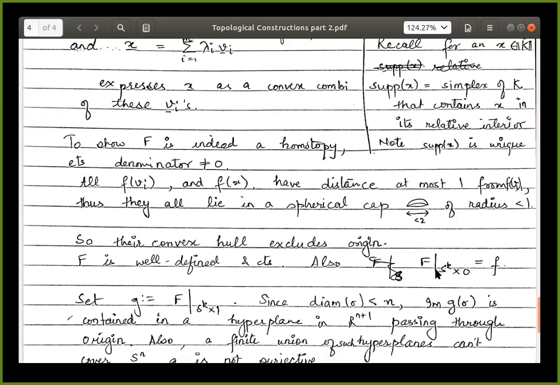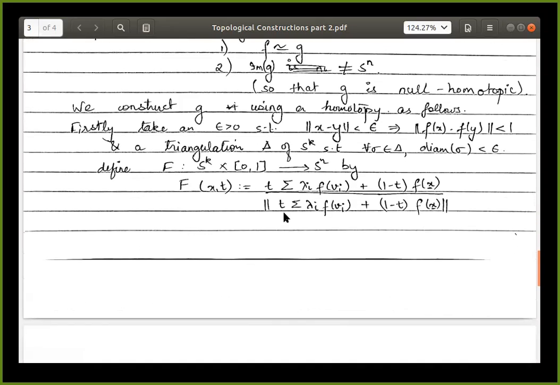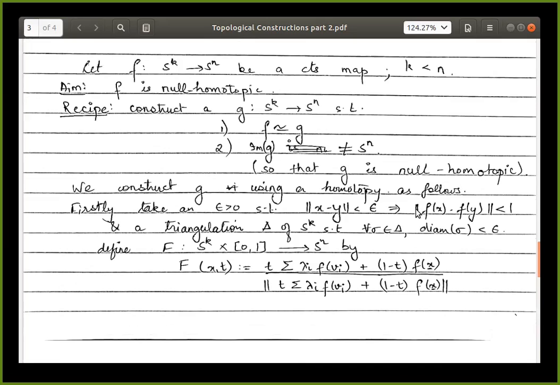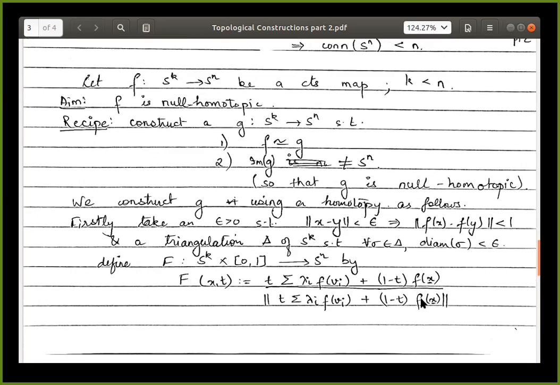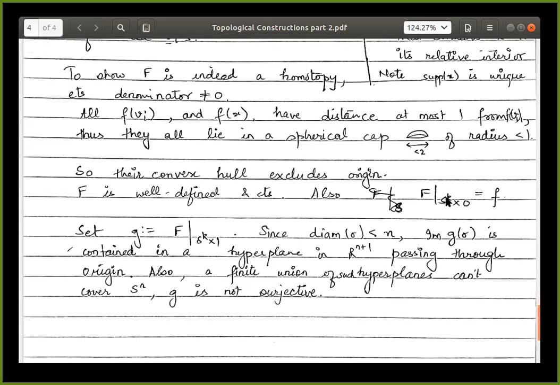Why is it f? Notice that at t equal to 0, the first term vanishes in both numerator and denominator, and here you just have f(x) upon norm of f(x). But notice that f is already a map from Sk to Sn. Therefore, f of x already has norm 1. Thus, you are left with just f(x). So F of (x, 0) is f(x). Therefore, we have the starting of this family of functions to be f.